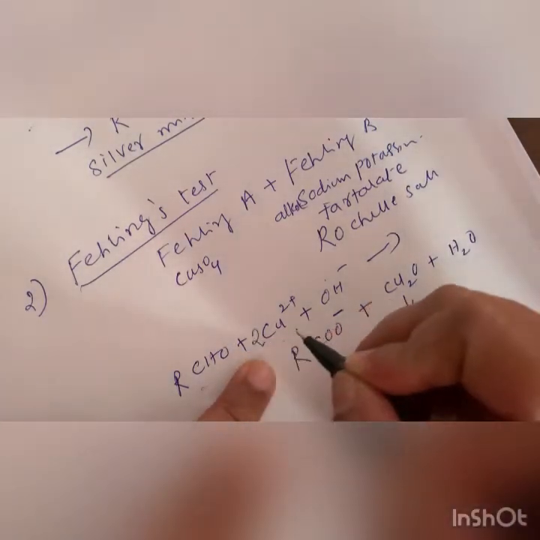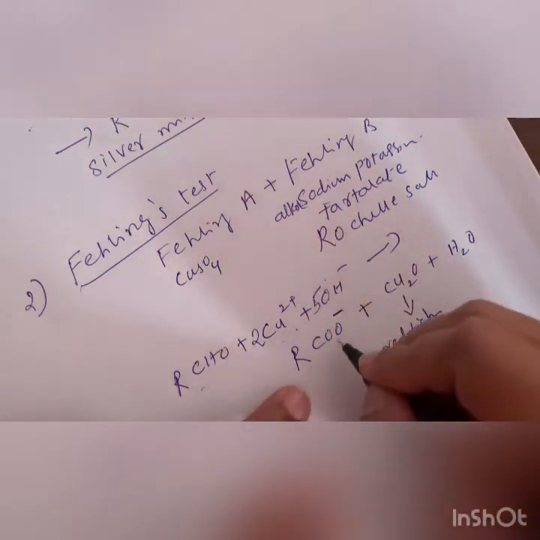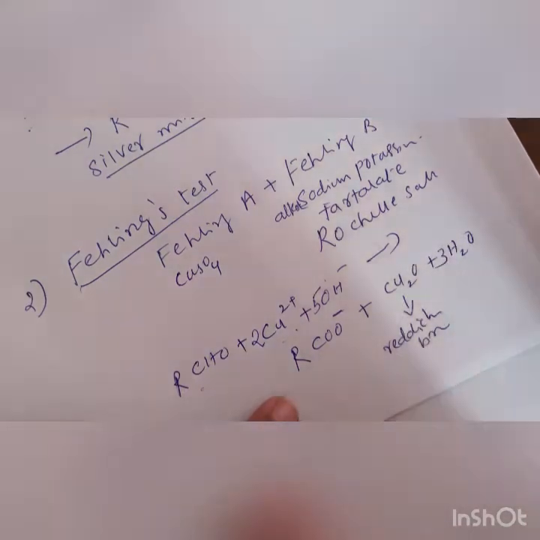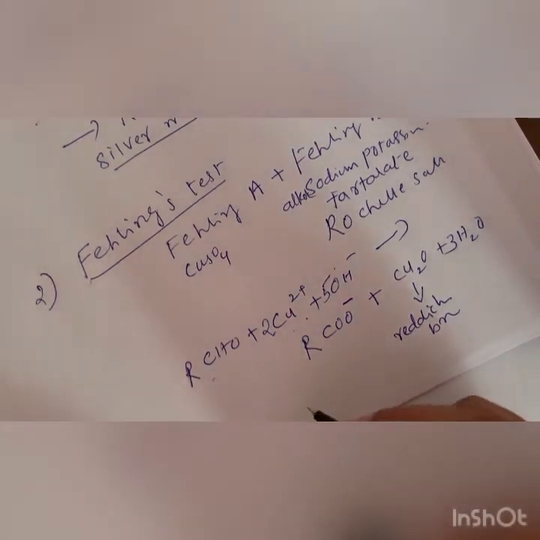So 2 Cu2+ will be there and 5 OH-. You will get RCOO- plus Cu2O. Then how many water molecules? 3 water molecules will be there. Now the equation is balanced. This is known as Fehling's test. And one more thing you have to remember here: aromatic aldehyde cannot undergo Fehling's test.